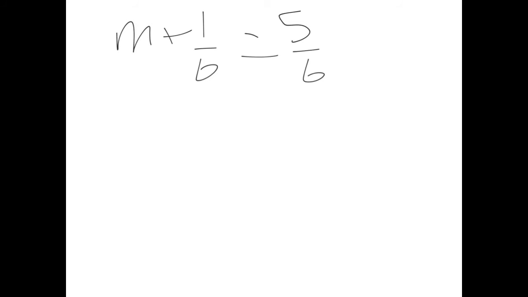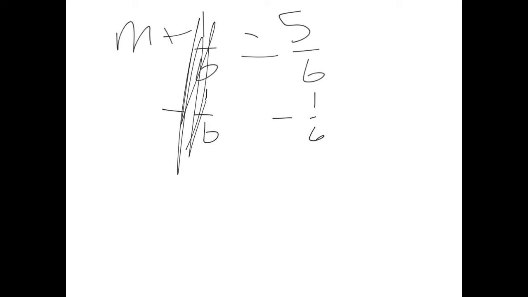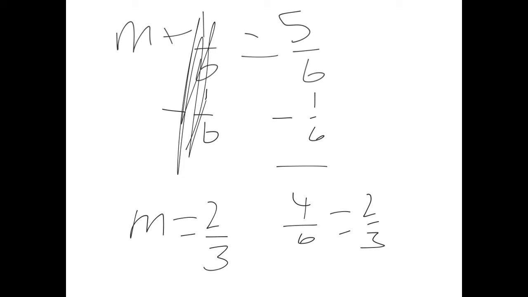Okay, so first what you're going to want to do is first do inverse operation. So negative 1/6. Cross that out since those cancel each other out. And then do minus 1/6 onto the 5/6. So that'll end up being 4/6. But then you can reduce that to 2/3. And that's your answer. M equals 2/3.